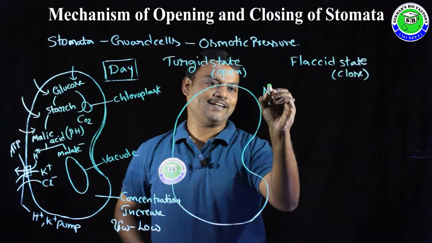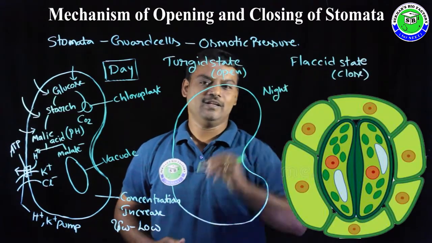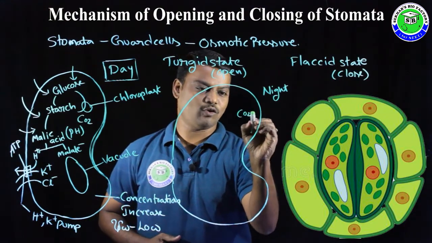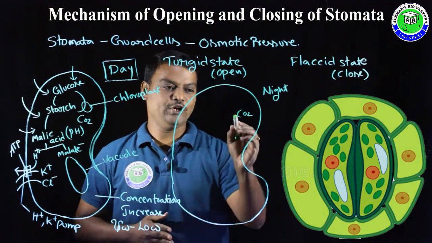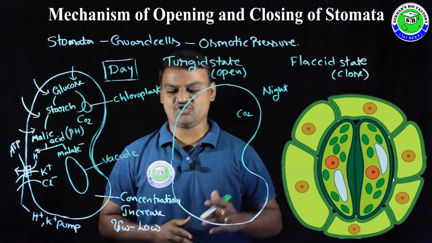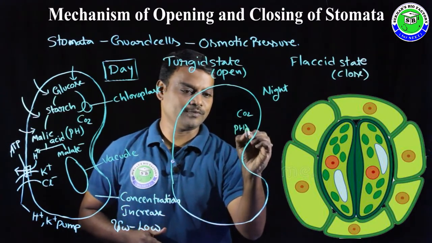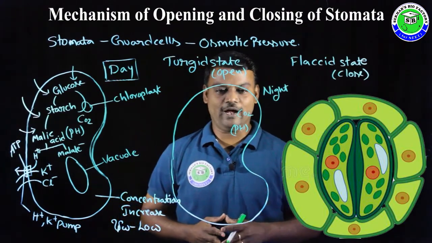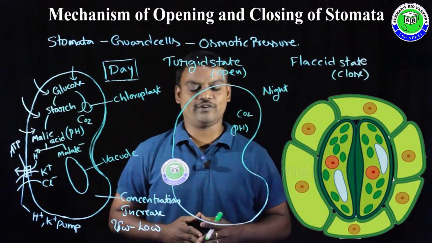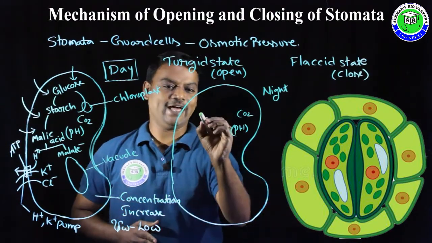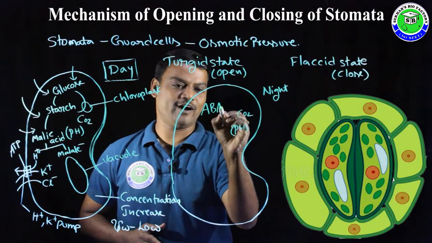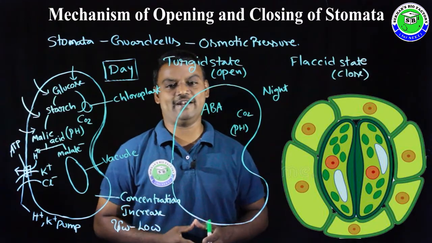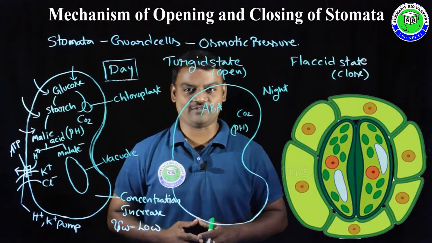And during night time, the sunlight is not available. In such a condition, the carbon dioxide is not utilized in the guard cell, and due to the higher carbon dioxide concentration, the pH value decreases. Due to this decreased pH value and the higher carbon dioxide concentration in these guard cells, it helps ABA functioning. ABA is a hormone called an anti-transpirant. It inhibits the transpiration process.